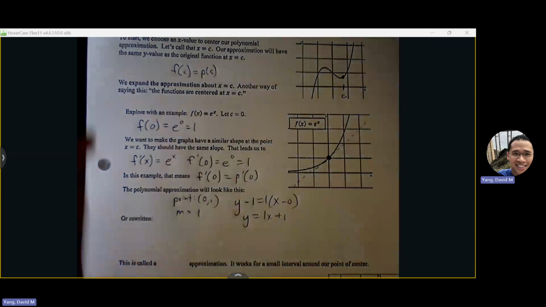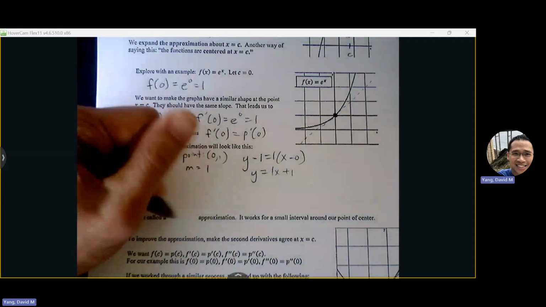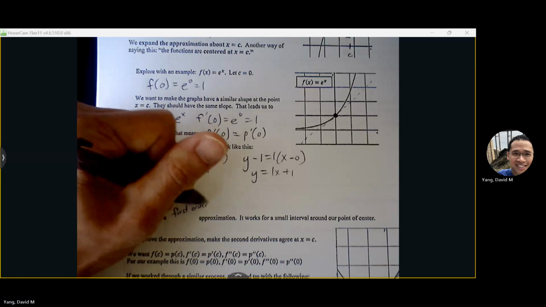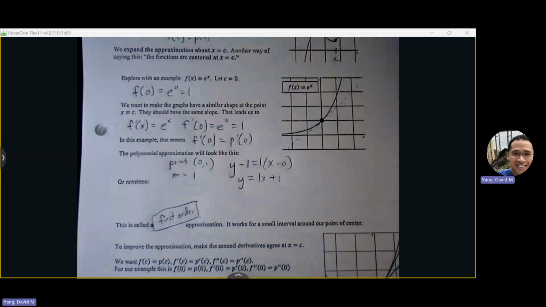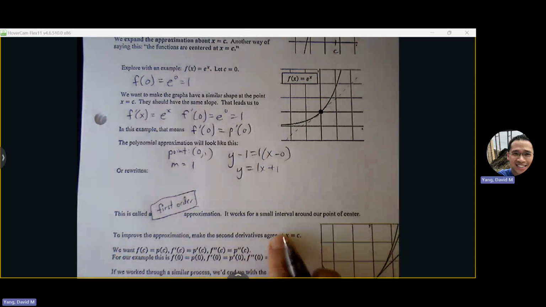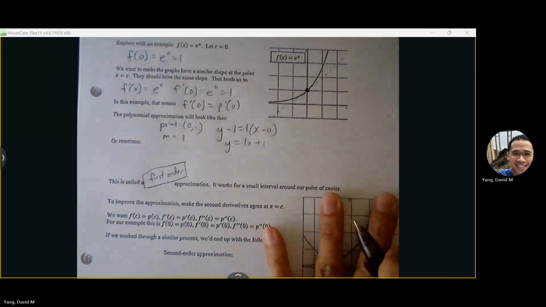So we call this a first order approximation. It's not a very good approximation, but it does two things. It at least gets the point right, at least it gets the slope right. It works for a very small interval around the point of center.